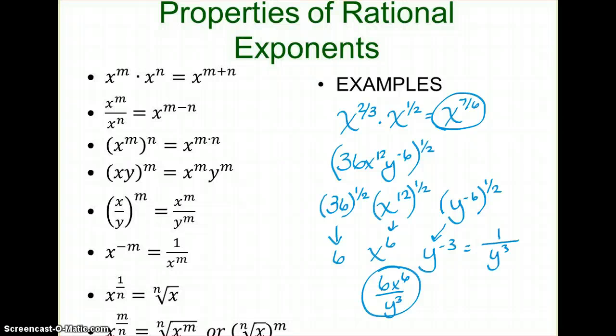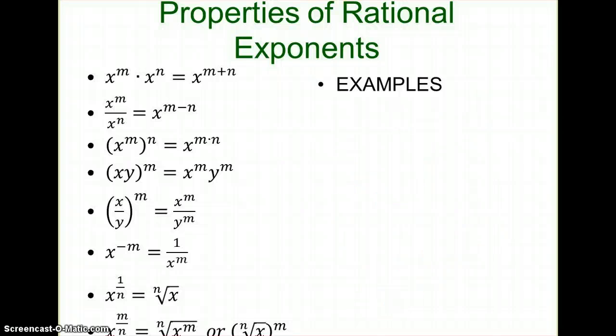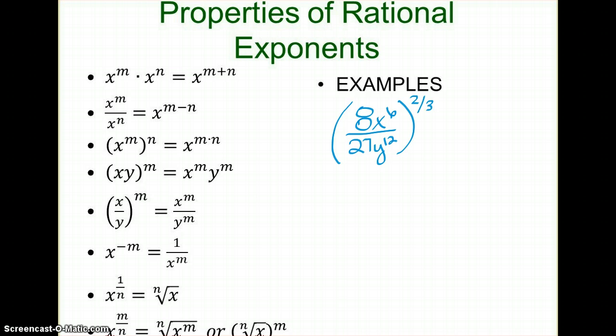Now I have one more example that I want to work out for you here. This example is going to look like this. Again, it's going to involve multiple properties to work with. I'm going to have 8x to the 6th over 27y to the 12th, and I am going to be taking this entire fraction to the 2/3 power. So one step at a time, one property at a time is what I'm going to deal with.